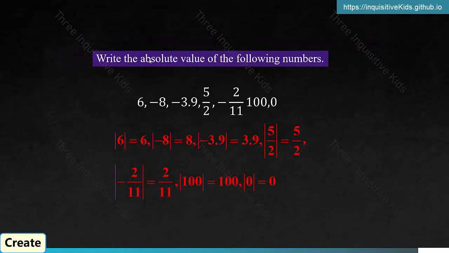Write the absolute value of the following numbers. So, the absolute value of 6 is 6. The absolute value of negative 8 is 8. Negative 3.9's absolute value is 3.9. And the absolute value of 5 over 2 is 5 over 2. And negative 2 over 11's absolute value is 2 over 11. 100's absolute value is 100. 0's absolute value is 0.